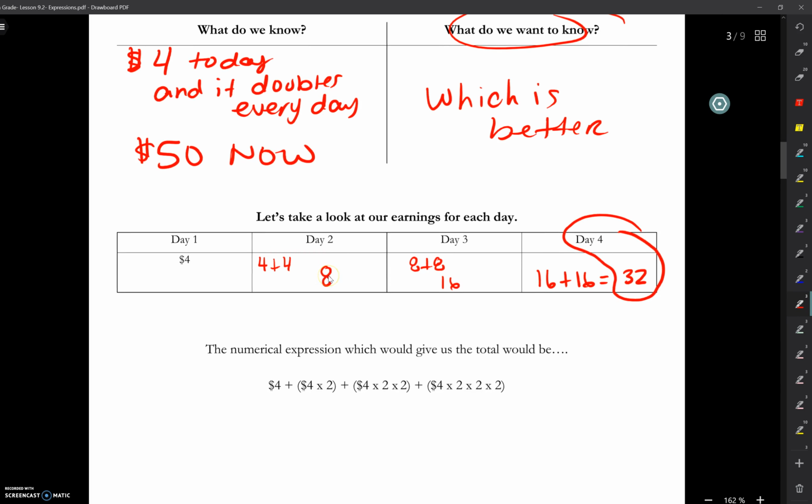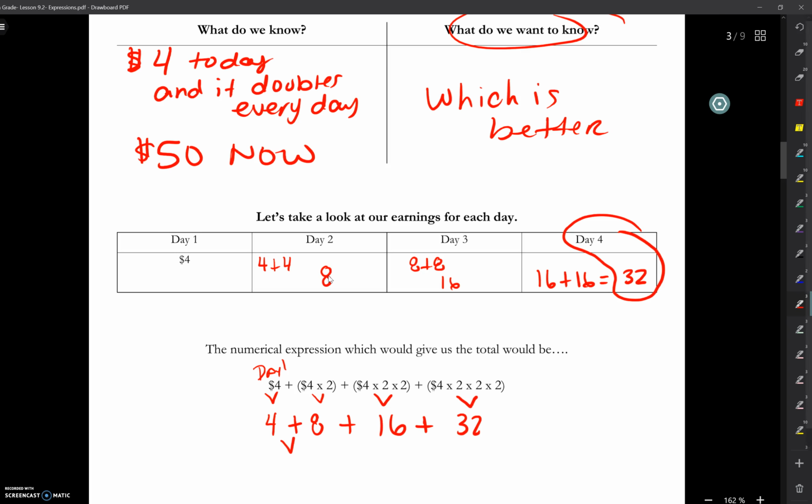So here's the numerical expression. It means 4 plus 4 times 2. So now we have to think about this, because on day 1, we're going to get $4. This is day 1. On day 2, we're going to get $8. On day 3, we're going to get $16. And on day 4, we're going to get $32. So this is what these are. Which one would you rather have?